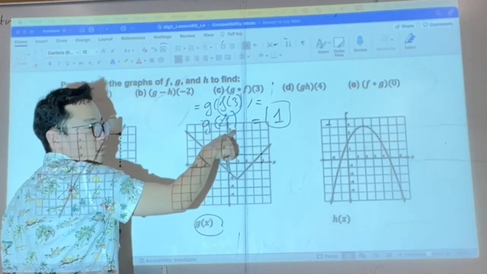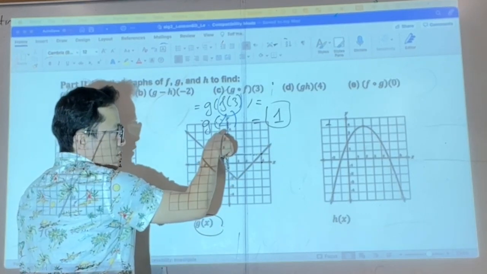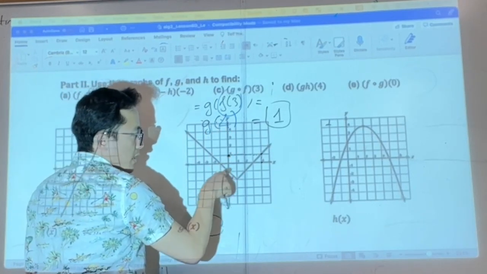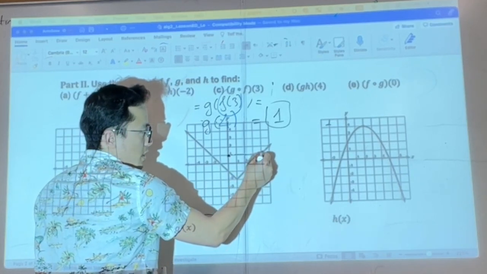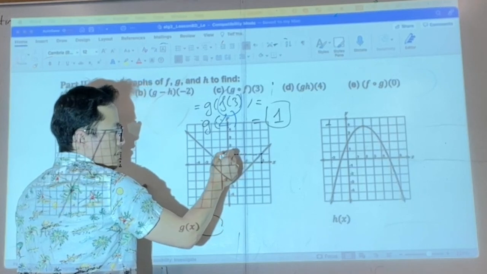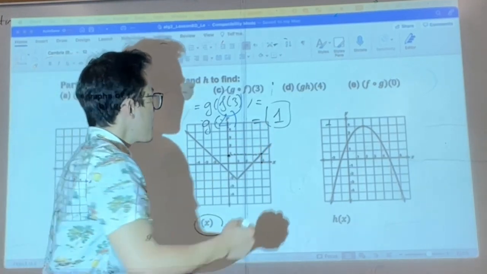And now find G4. Okay, graph G is here. I need to find G4, when x equals 4. 1, 2, 3, 4. Okay, x equals 4 is here. I need to go up to hit the graph and then go this side to find Y. What is Y? 1. Yeah, good. Last one here.